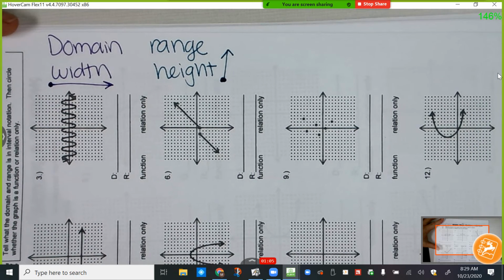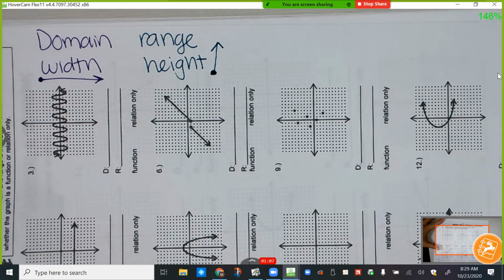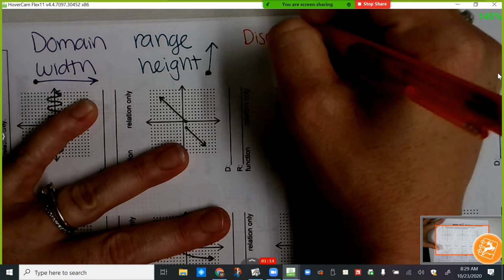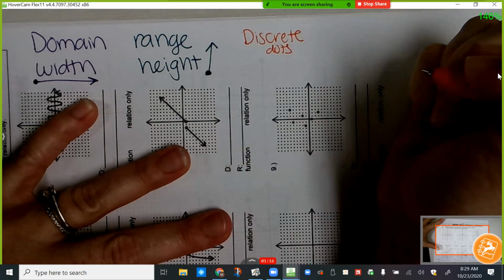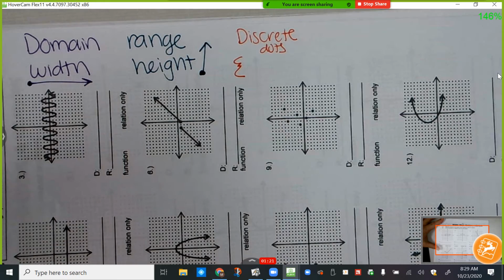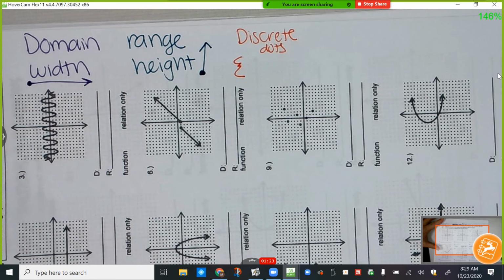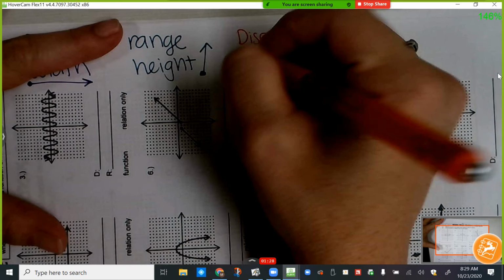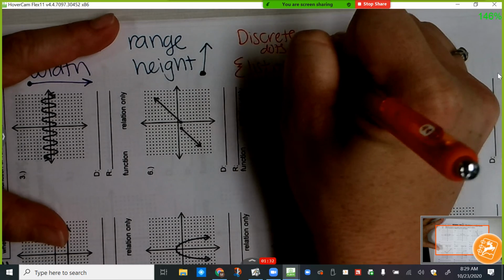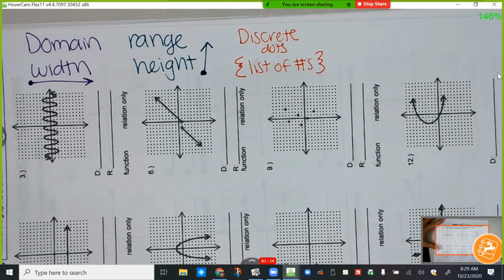Okay, we did kind of talk about this yesterday, but I'm going to put it all in one spot too, just for y'all today. So discrete is when it's graphed with dots only, no lines. Okay, and you're going to use the brace. These are actually called braces. I know I call them fancy brackets, but if I'm being proper, they're called braces. And you're going to do a list of numbers inside fancy brackets. Braces. Okay?